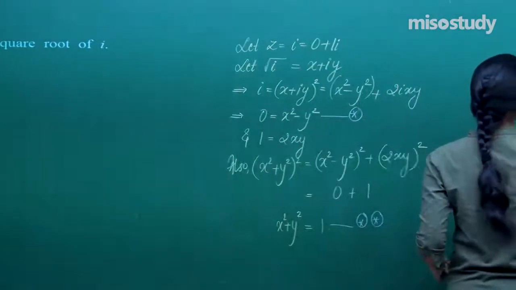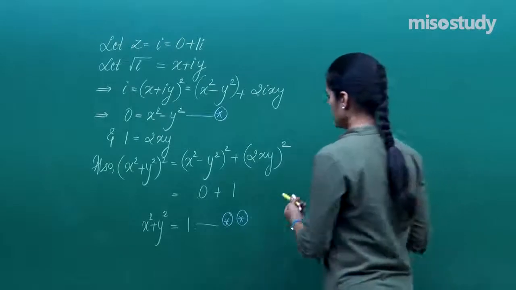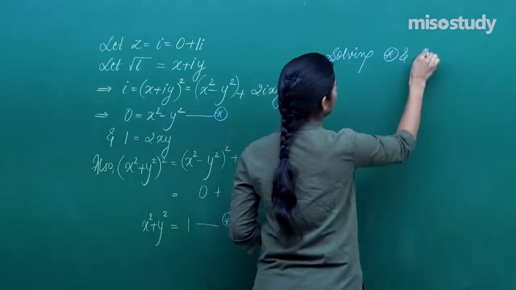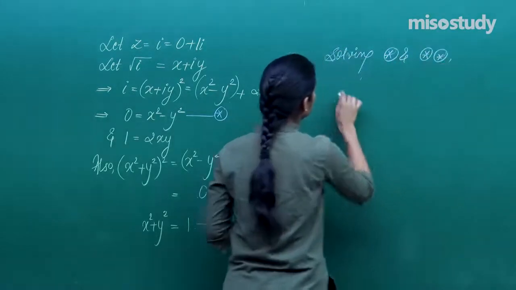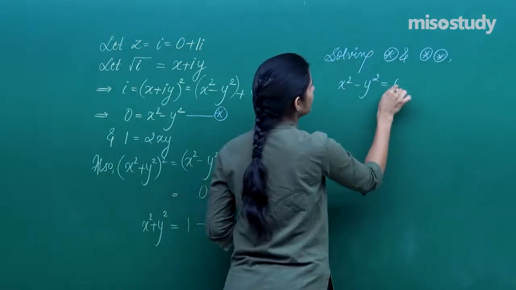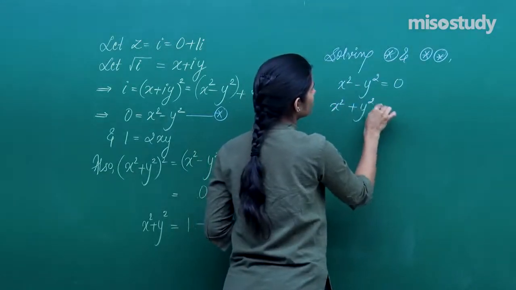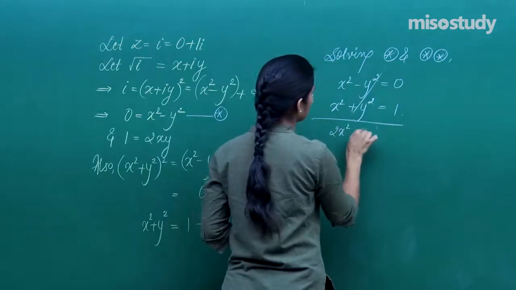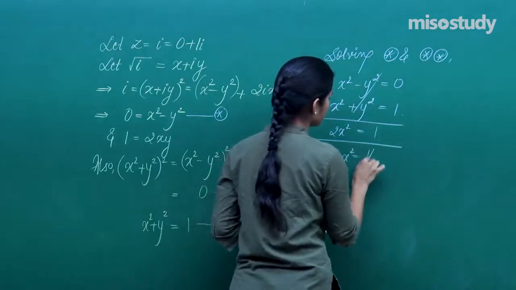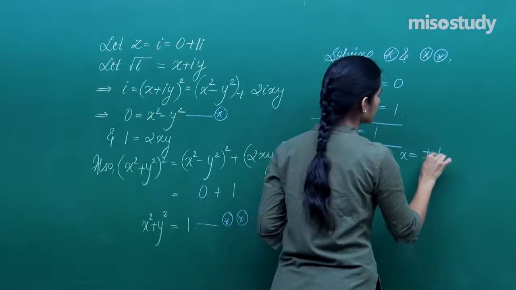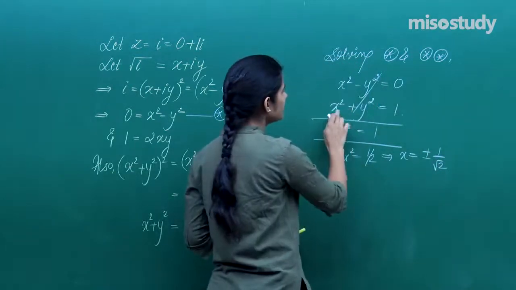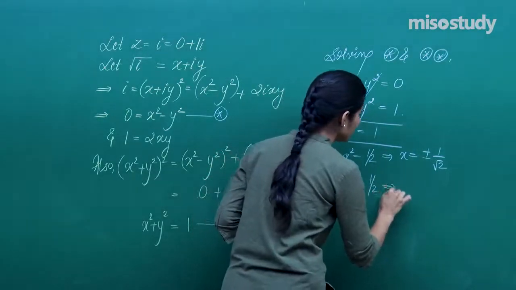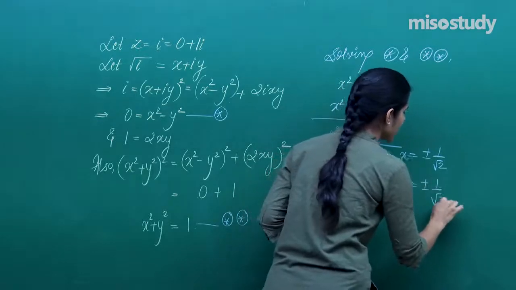If you solve these two equations, star and double star, x square minus y square is 0, x square plus y square is 1, 2x square equals 1, x square is 1 by 2, which implies x is plus minus 1 by root 2. If x square is 1 by 2, y square is 1 minus 1 by 2, which is again 1 by 2, which implies y is again plus minus 1 by root 2.